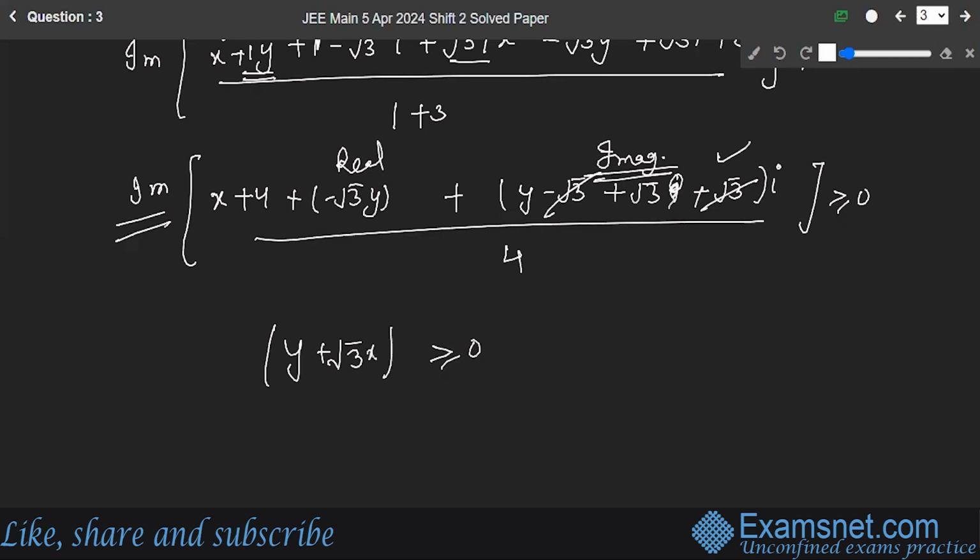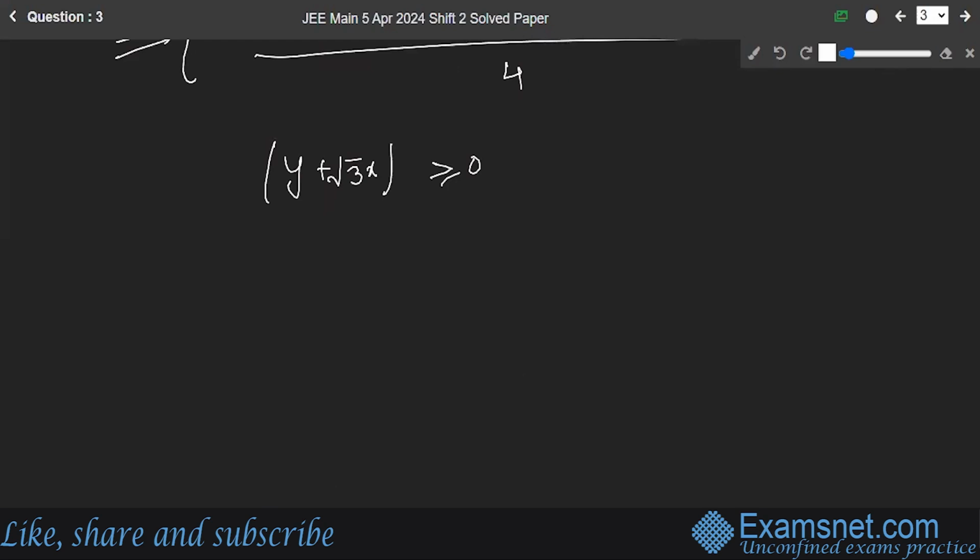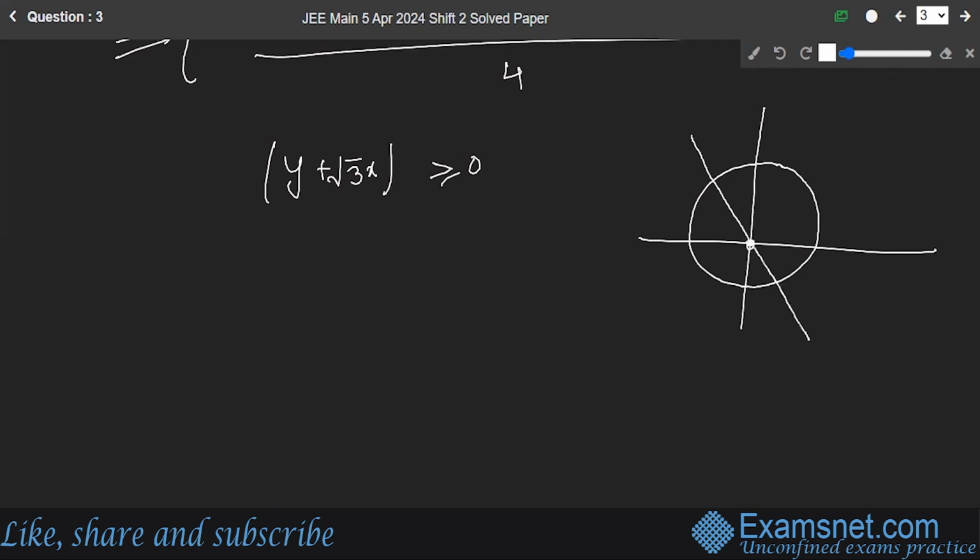Here was your x. I have to write x over here. This was the one. So you have y plus root 3x is greater than or equal to 0. Now this is what? This is a line. This was your circle already, which was having the center at the origin. Then this is the line, y is equal to minus root 3x.